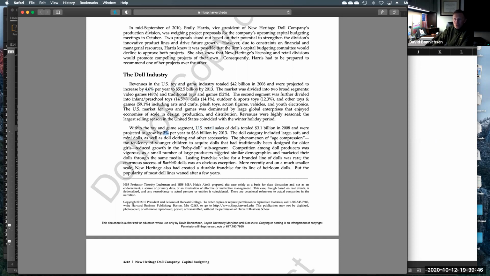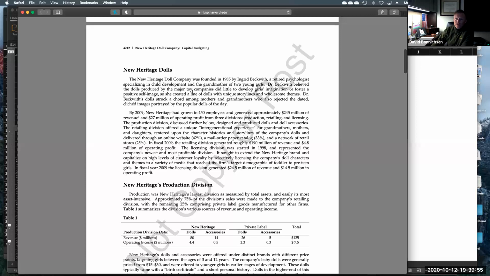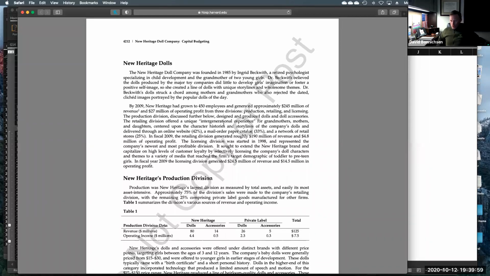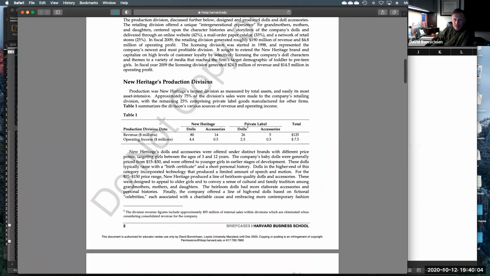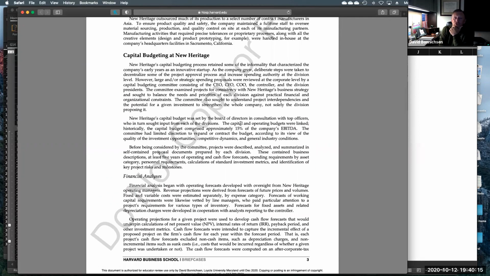So as you're reading through, again, read it and start to noodle on what this means as it relates to Heritage as a company. You're given some information around the company, where they operate, the total number of employees that they have. You're given some information around the production division in specific, and where the revenues are coming from. Then we start to get into the capital budgeting process that Heritage uses.